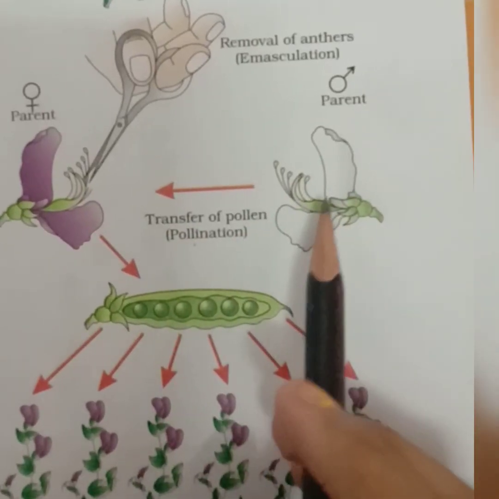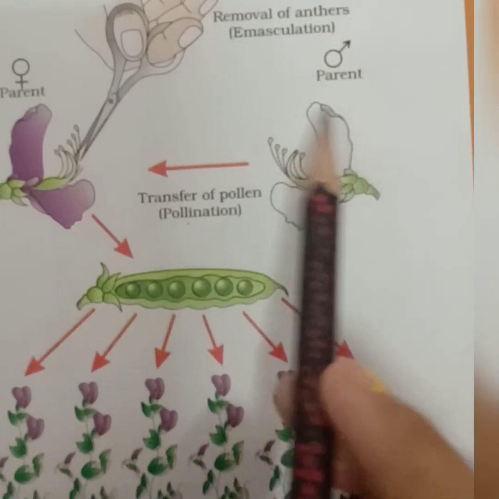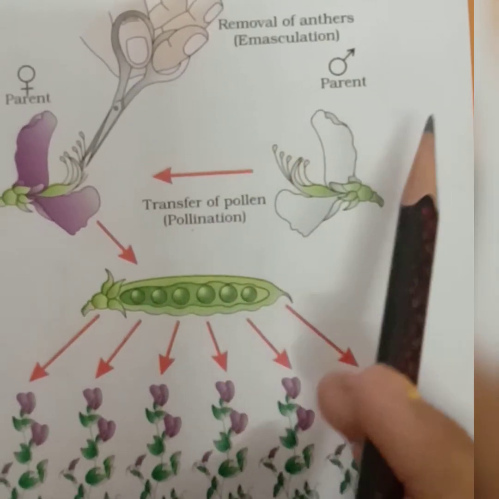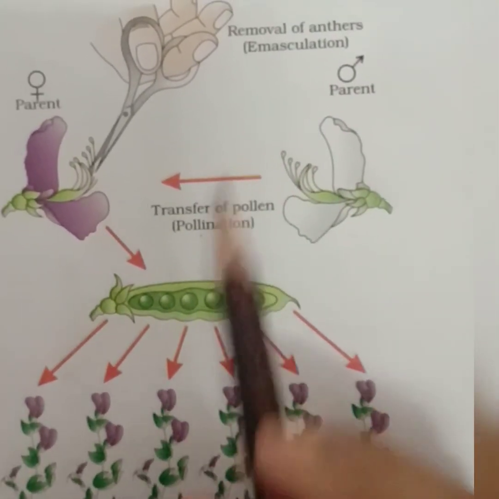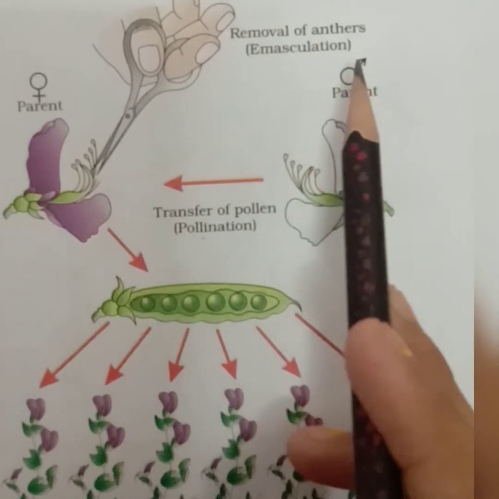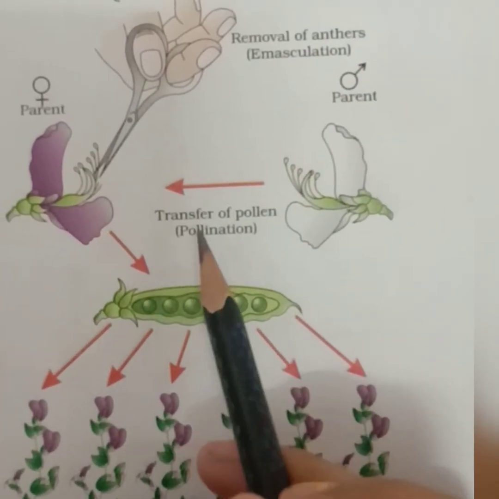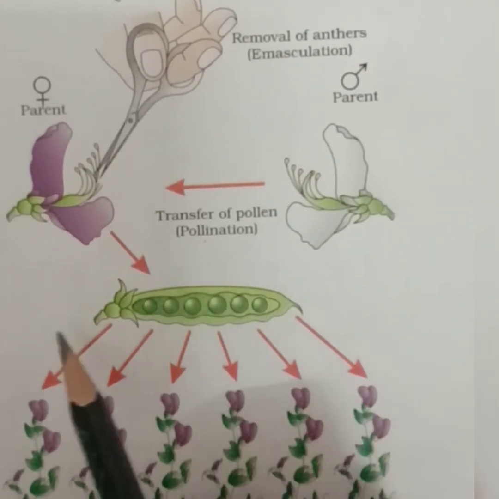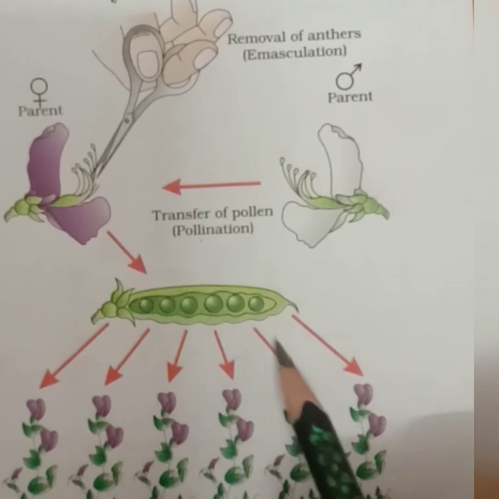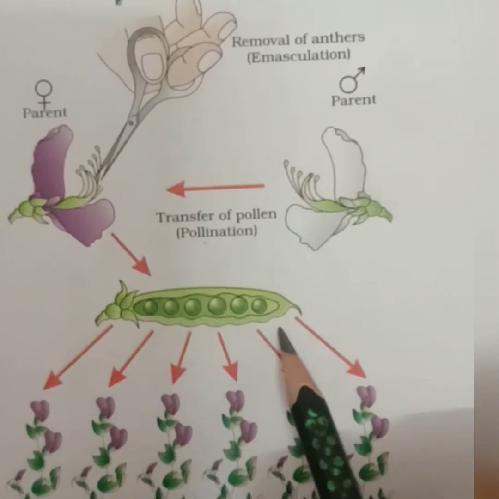See this diagram for the steps of cross-pollination in pea plant. Here they have done the emasculation, and then the pollination occurred, and then finally the flower, the seeds were produced.